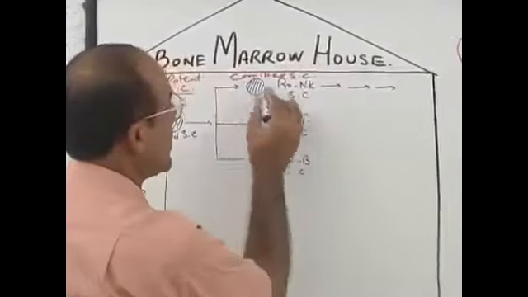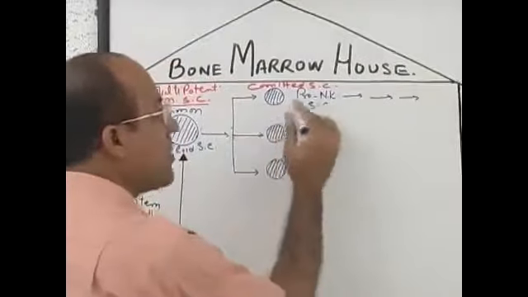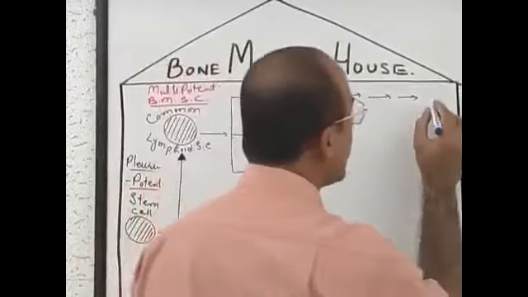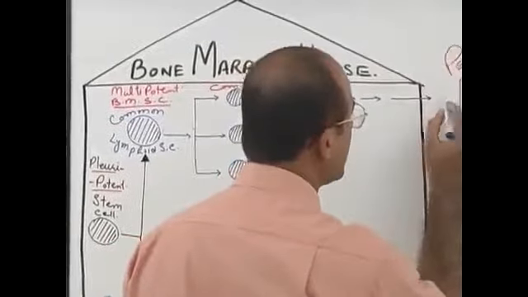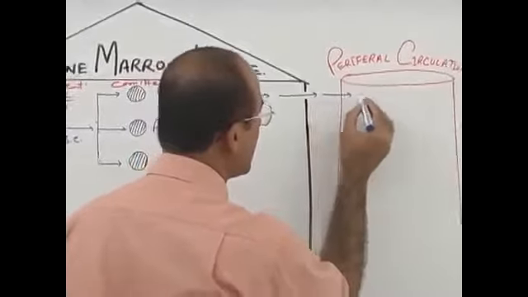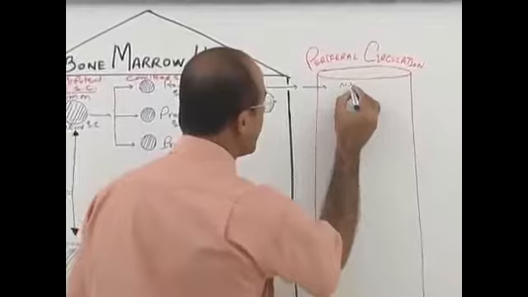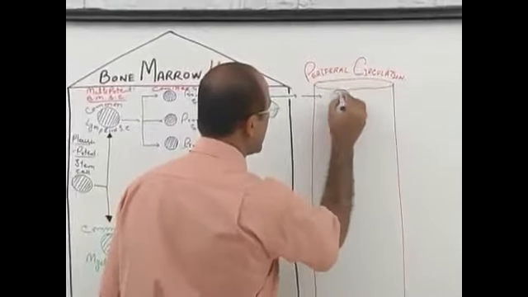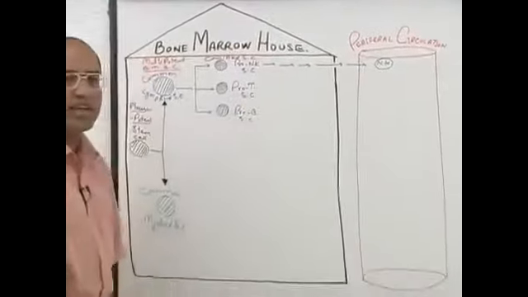Of course, these pro-natural killer cells will multiply, then they will differentiate, and eventually they will appear in peripheral circulation. And when they appear in peripheral circulation, now they are called natural killer cells. What are they called? Natural killer cells.